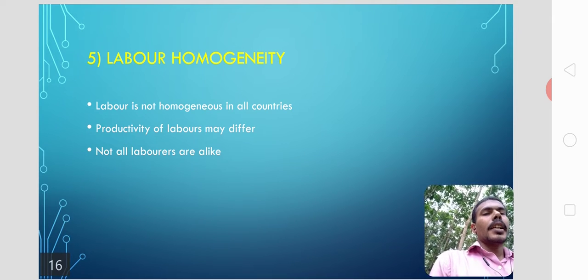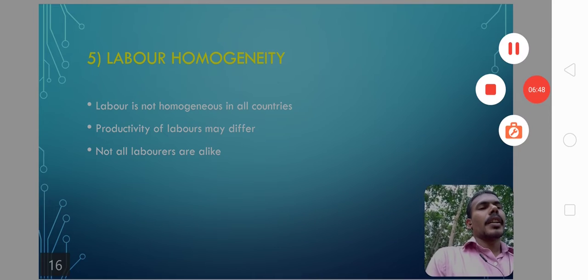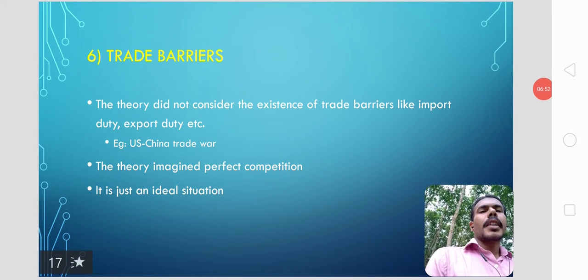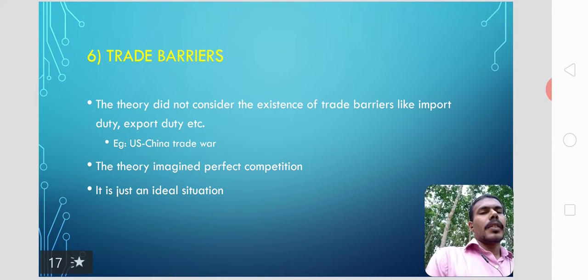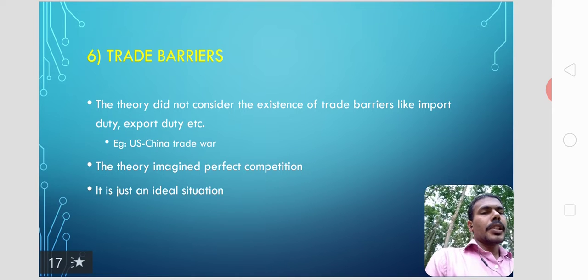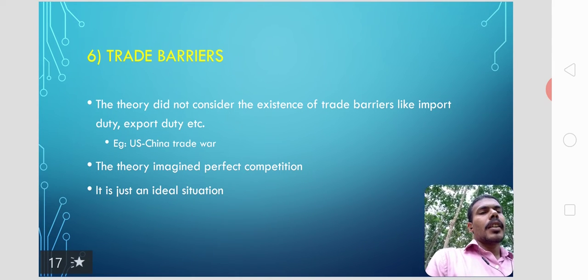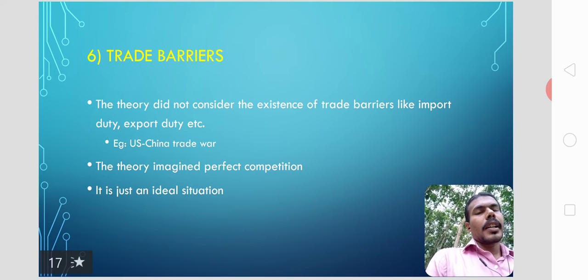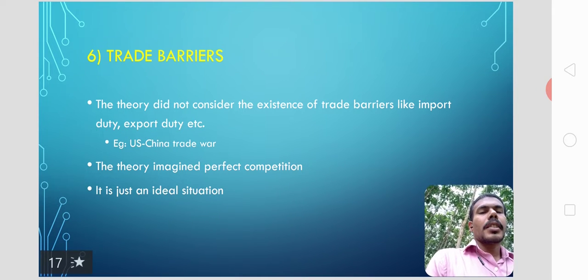But that heterogeneity is not possible. Labor will be homogeneous according to classicals, but that has been severely criticized. According to classical economists, trade barriers are absent in the international trade situation, but this is also criticized severely by the economists.